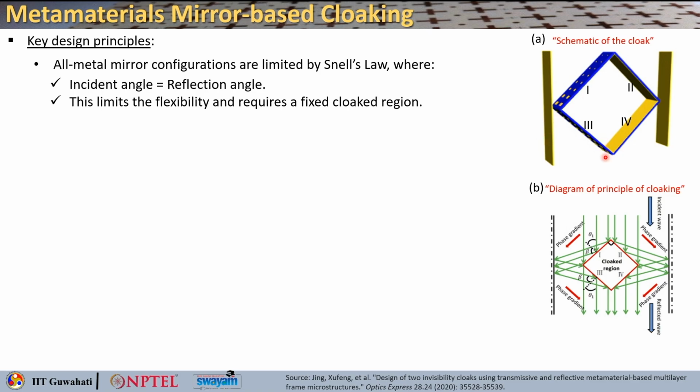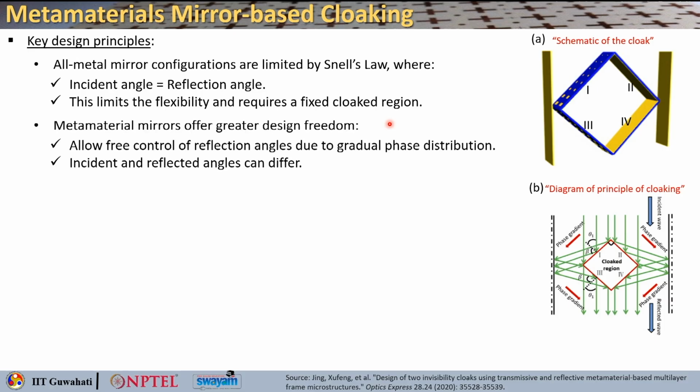All metal mirror will also work in this case, but typically they are limited by Snell's law, right, where your incident angle will be equal to the reflection angle. So that will basically restrict your flexibility and it will require a fixed cloaked region. But if you make this with metasurfaces or metamaterials to work as mirrors, that will give you a much greater degree of freedom, because it allows control of the reflection angle from the gradual phase distribution, and in that case the incident and the reflected angles may vary.